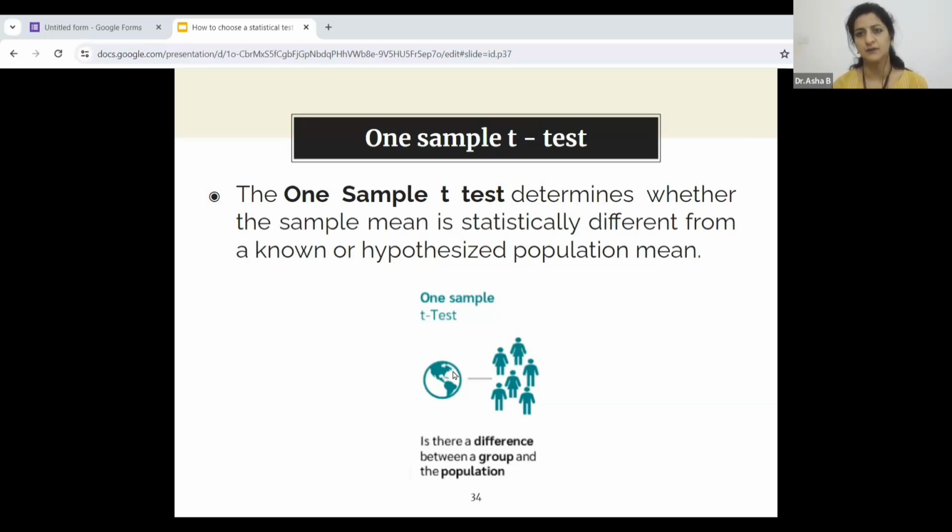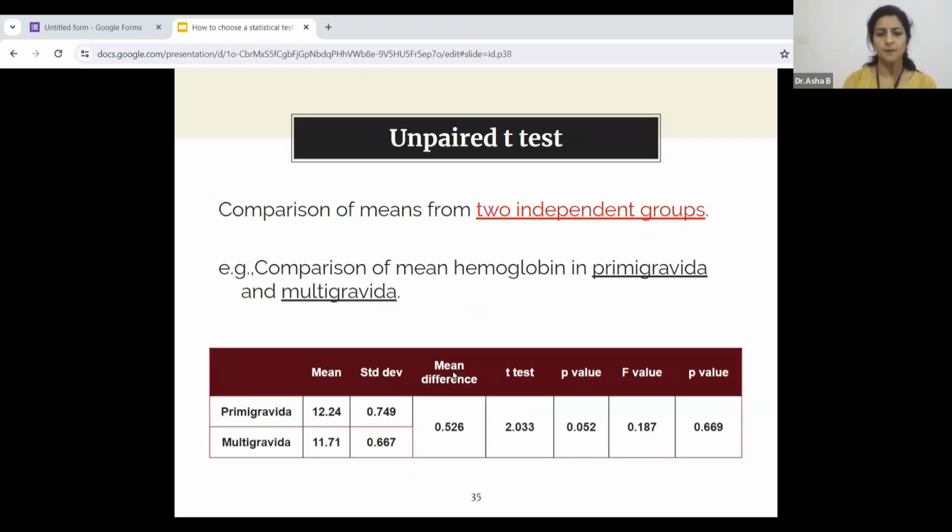So our assumption is the mean height of the 15-year-old boys in the school is 160 centimeters. We'll see whether our sample, whatever we have drawn, is showing near to 160 or not. The sample is drawn from the same population, so we need to know whether it is the same or not. When we are comparing between the sample and the population, we go for one sample t-test.